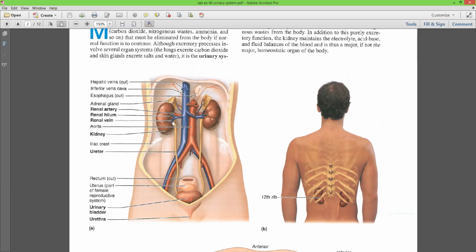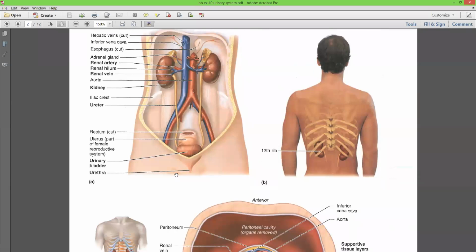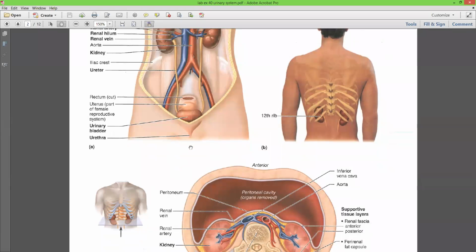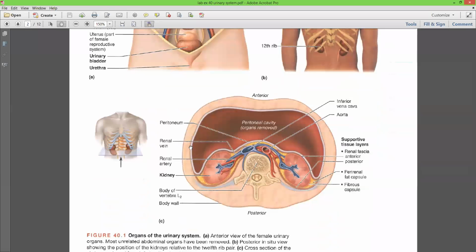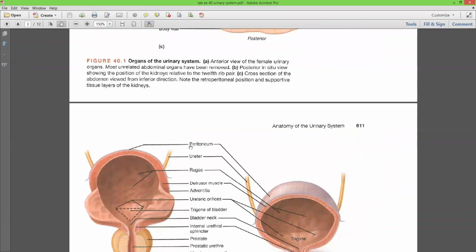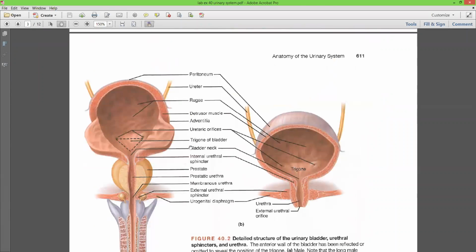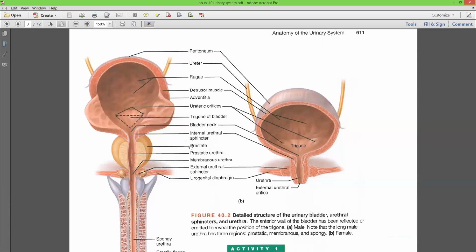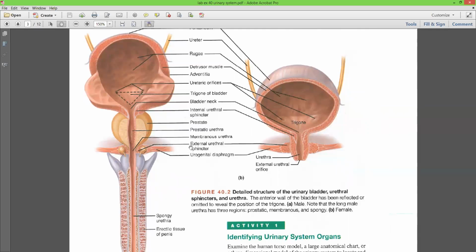All right, the tube that goes from the kidney all the way down to the urinary bladder, that's the ureter. And then you have the urinary bladder. Okay, and then the urethra. Okay, so those are the parts of the renal system that will be tested for gross anatomy. So kidneys, renal artery, renal vein, ureters, urinary bladder, and urethra.